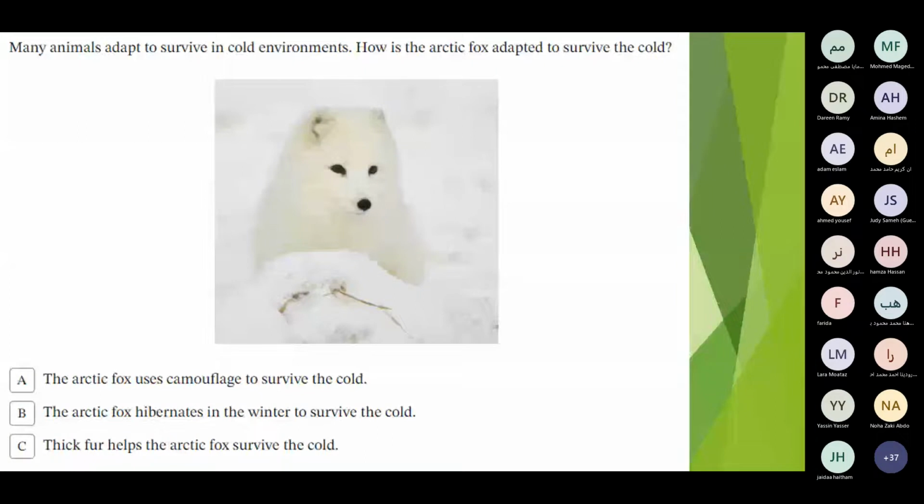Okay, now Karma. Are you ready? Yes. Okay Karma, take a deep breath and read. Go. Many animals adapt to survive in cold environments. Okay. How the Arctic fox adapted to survive the cold. So here he is asking about the adaptation of this Arctic fox in the cold. Okay?